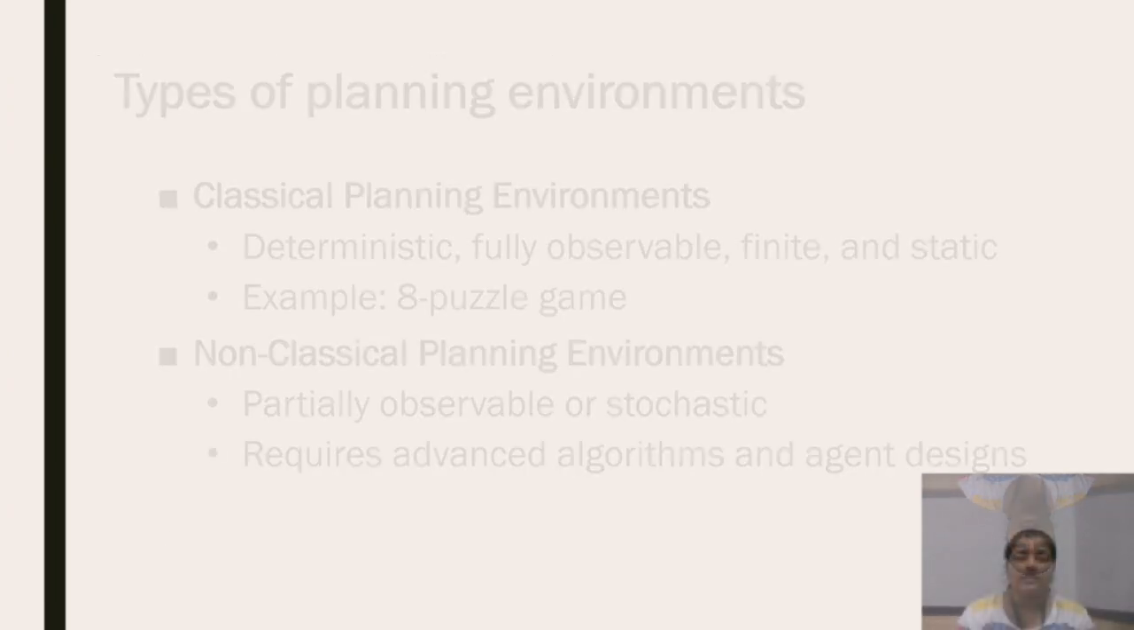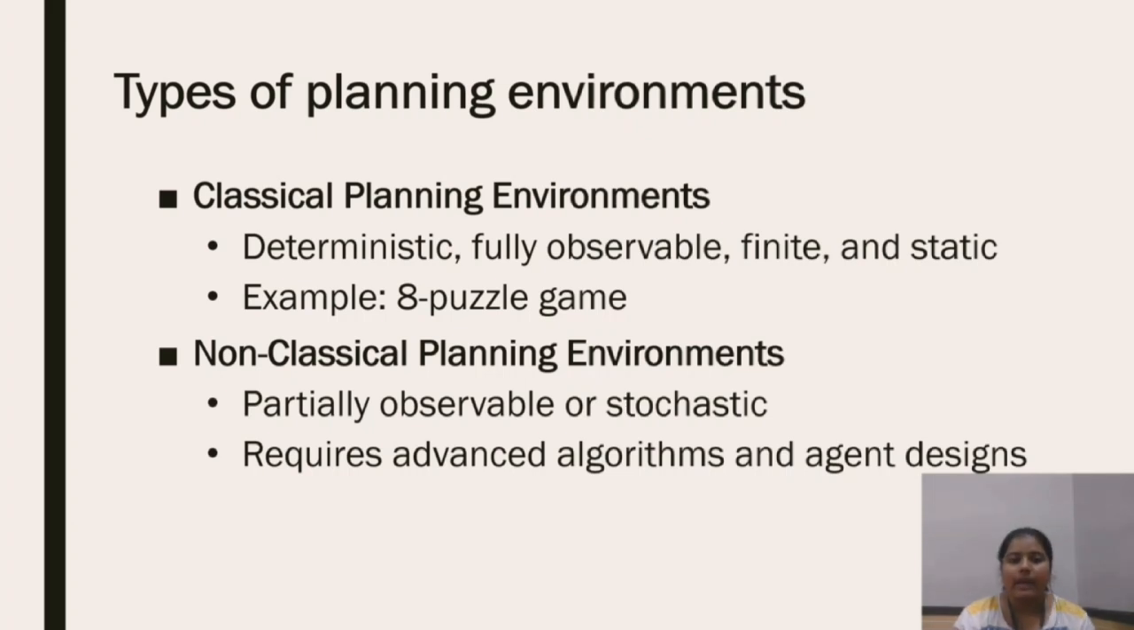Now, there are two types of planning environment. One is the classical planning environment and the other is the non-classical planning environment. The classical environment is deterministic. It is fully observable and finite and static. Finite and static means it is not dynamic. It's not going to change. It's fixed. It's going to stay as it is. Fully observable means we have access to all the components of the environment. Nothing is hidden. Nothing is partial.